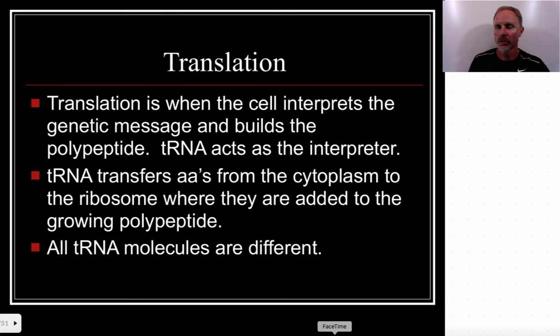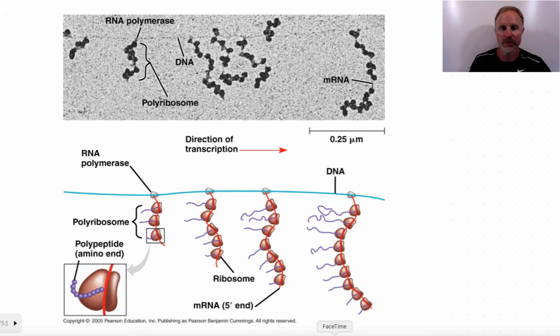So translation, of course, is when the cell is going to take that message from the messenger RNA and interpret it into a protein. And the mediator, the go-between, the actual interpreter is the transfer RNA. That's going to read the messenger RNA with the help of the ribosome and bring in the correct amino acid from the cytoplasm. Okay, and all transfer RNA molecules are different.